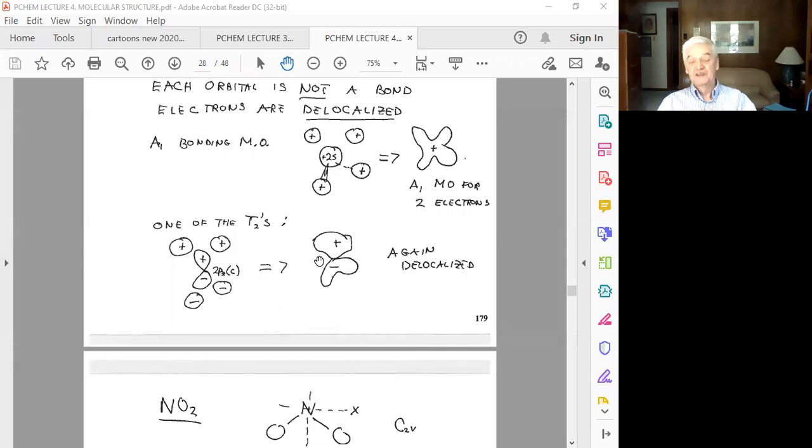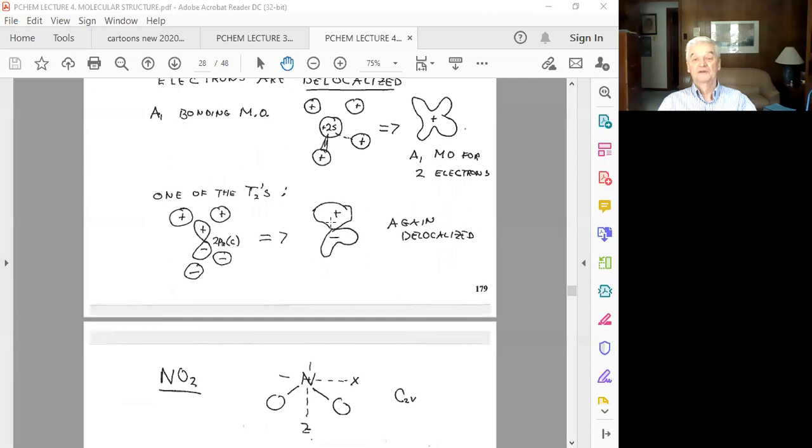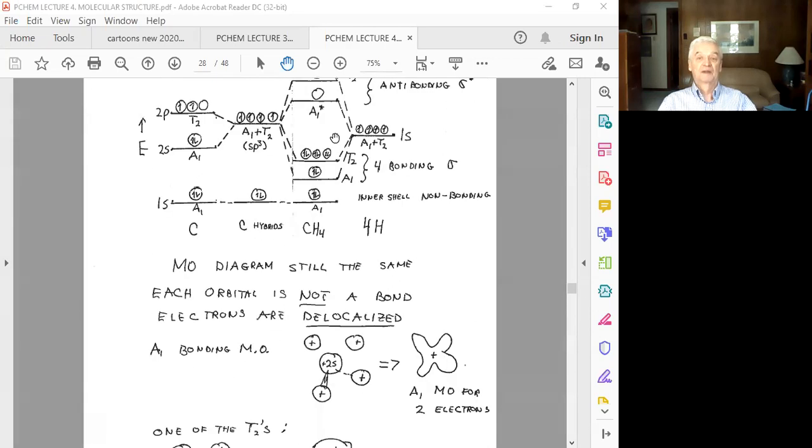Okay, so you can see this starts getting pretty complicated pretty rapidly. Key point is each orbital is not a bond. Electrons are delocalized. You actually get bonding orbitals and you get anti-bonding orbitals. Hopefully all of you can see that to get the anti-bonding orbital for this one, I would just change the sign in the middle for the 2s orbital to minus. And so it'd be a terrible match. All pluses all around, but a minus in the center, and that would wind up being the highest energy orbital.